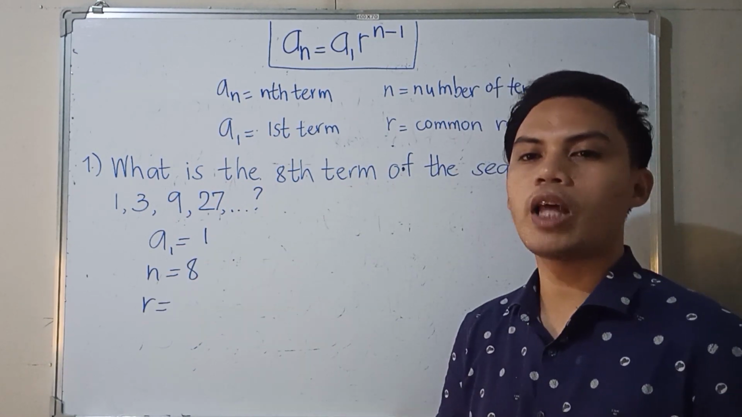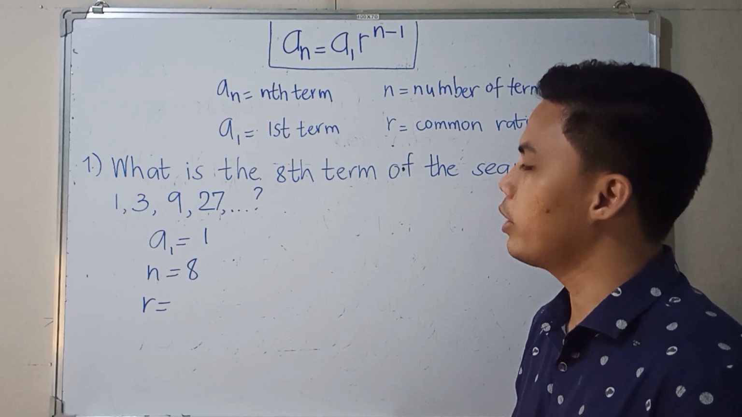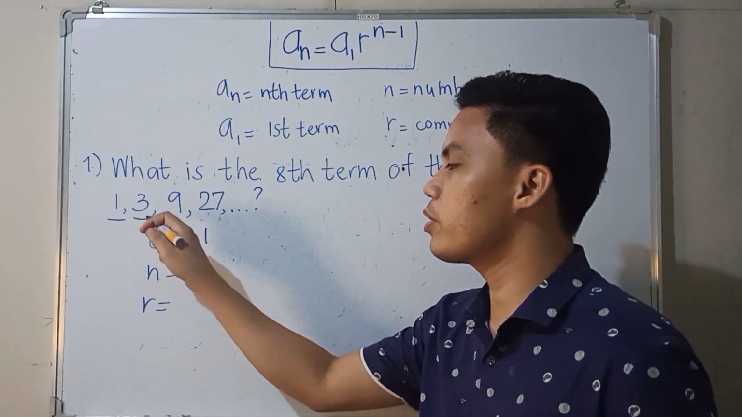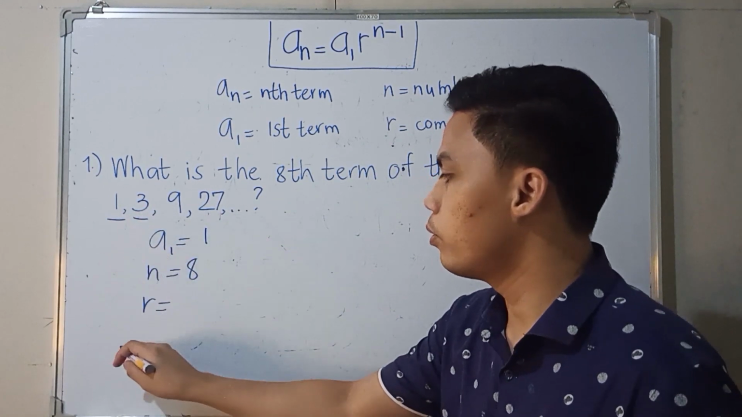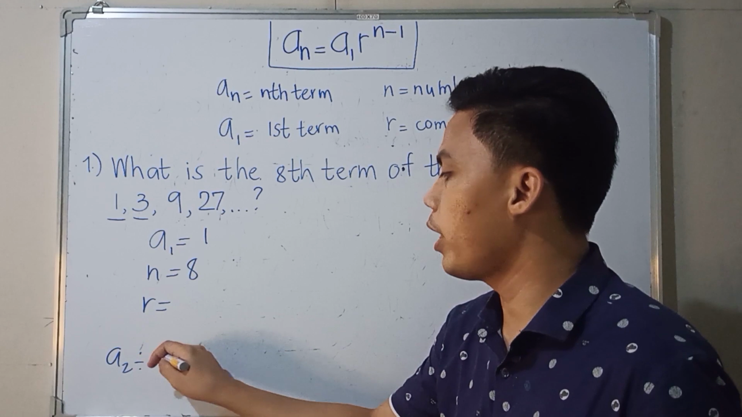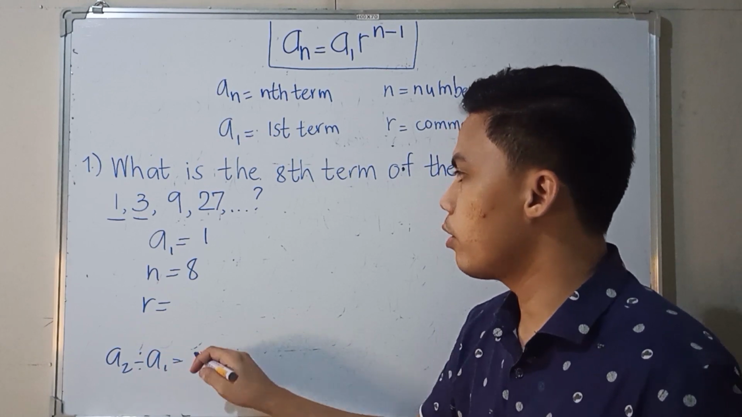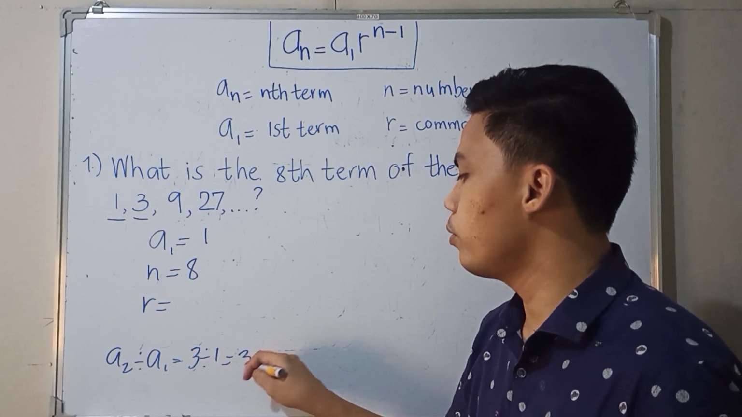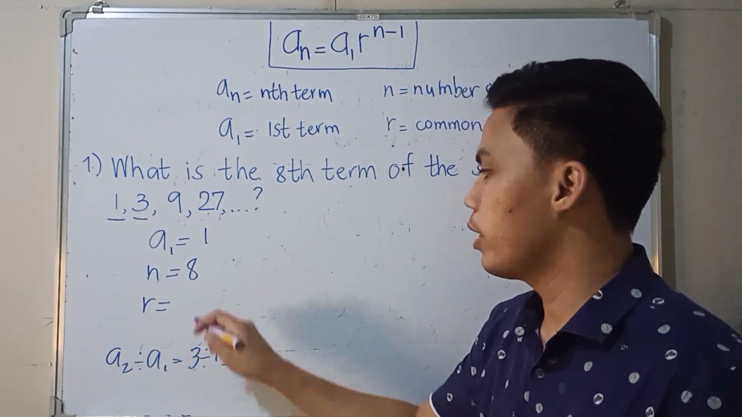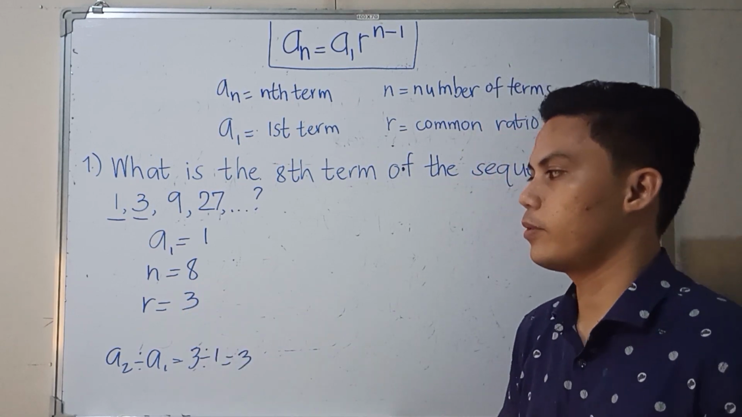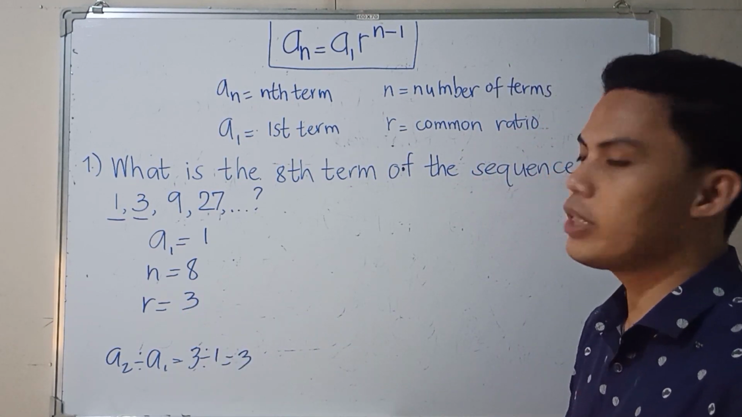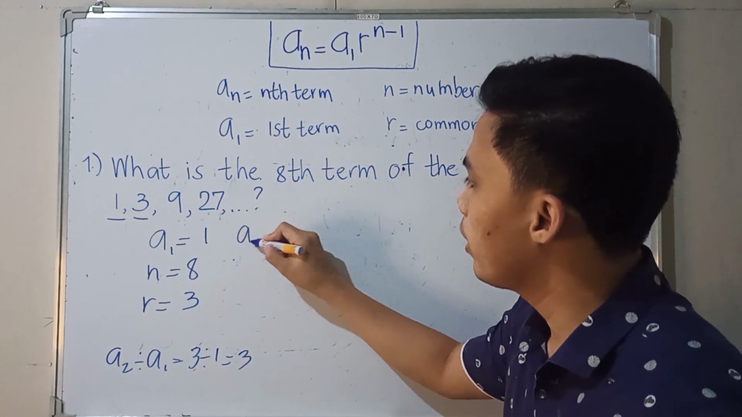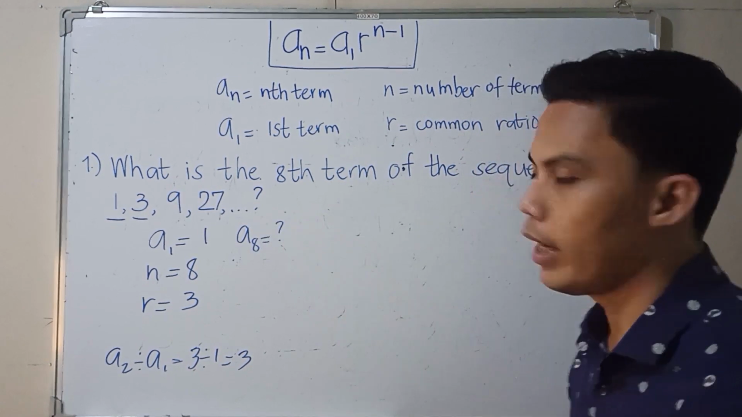Okay, 8. How about ang common ratio? Ang common ratio natin, how are we going to get the common ratio? Pwede tayong mag-consider ng dalawang terms. So, a sub 2 divided by a sub 1 is equal to 3 divided by 1, which is equal to 3. So, ang common ratio natin ay 3. Okay. Now, ano yung missing? Yung missing is yung 8th term. Therefore, ang nawawala is si a sub 8.